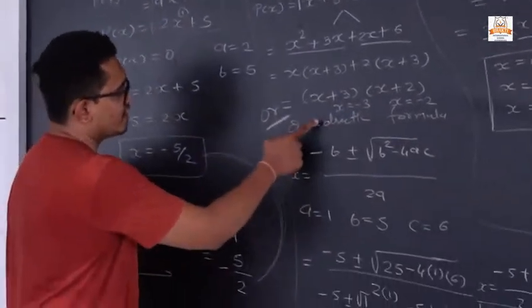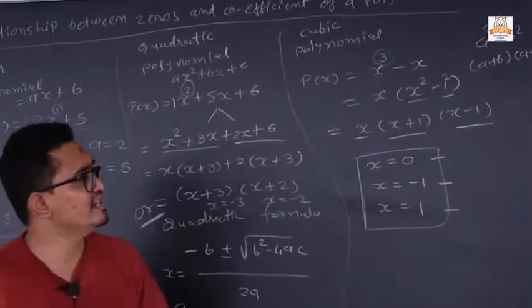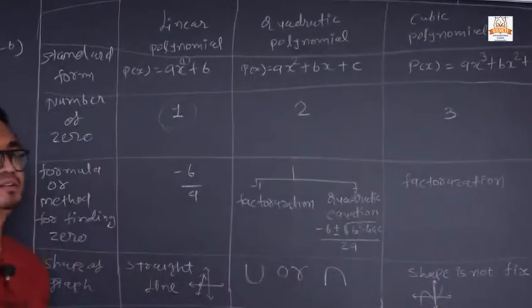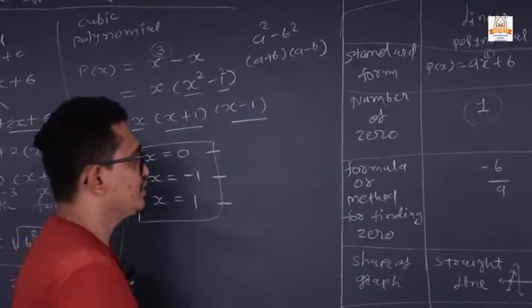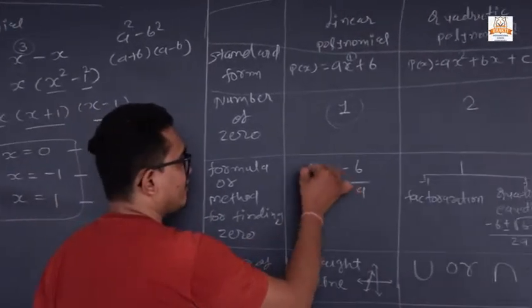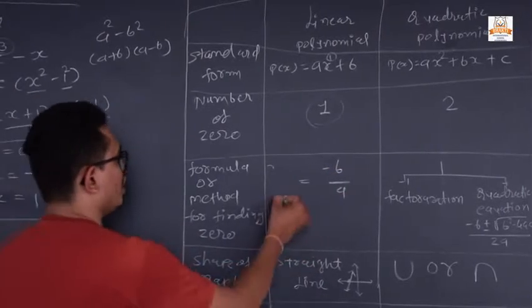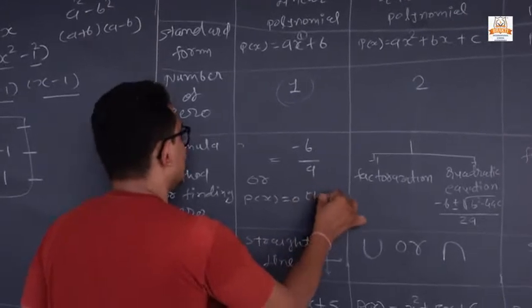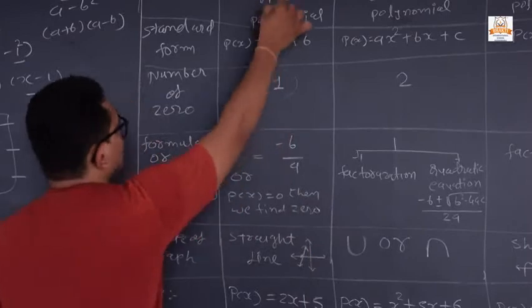If it is a quadratic we have 2 zeros, and if it is cubic, we have 3 zeros. So we can write 1, 2 and 3. Now, the formula or method for finding the zero. First we have a direct formula for that: the zero is equal to minus b by a, or we can also write p of x is equal to 0. Then we find the zeros for a linear polynomial.